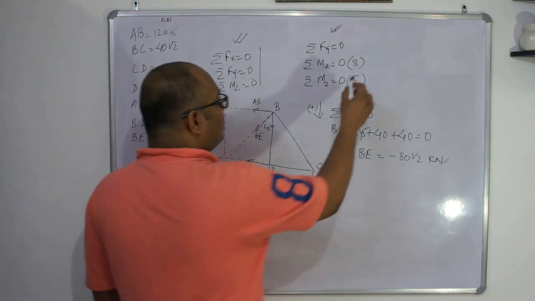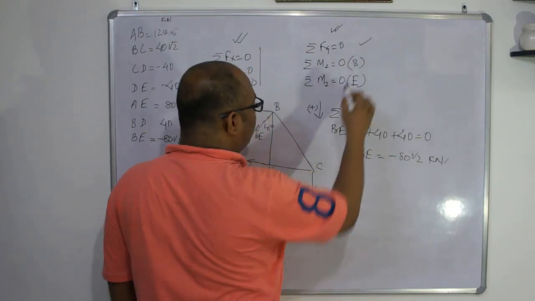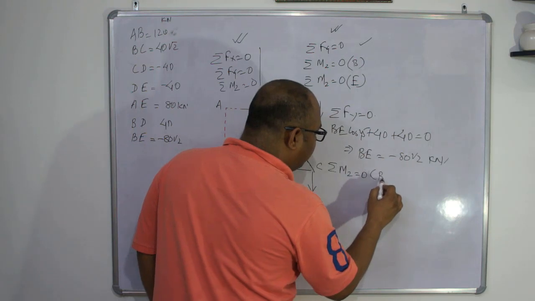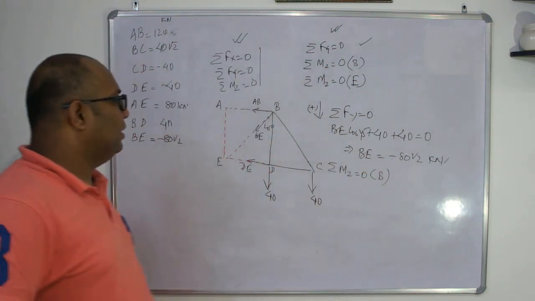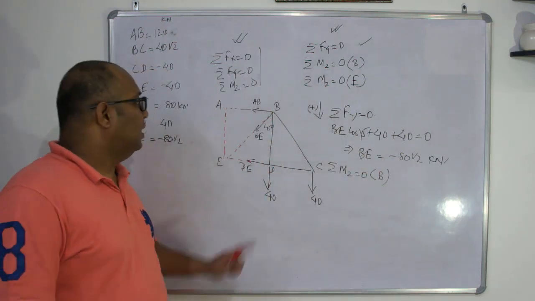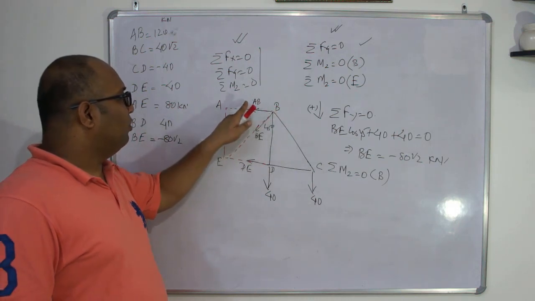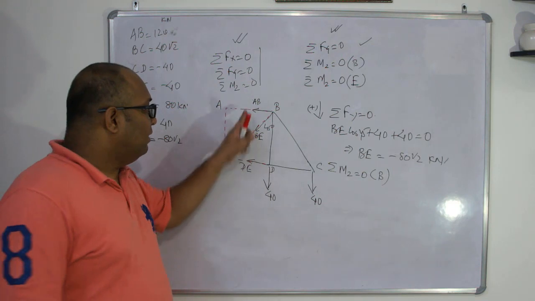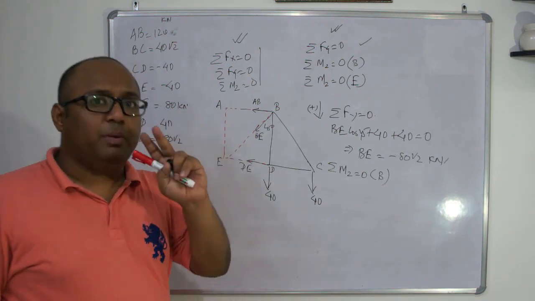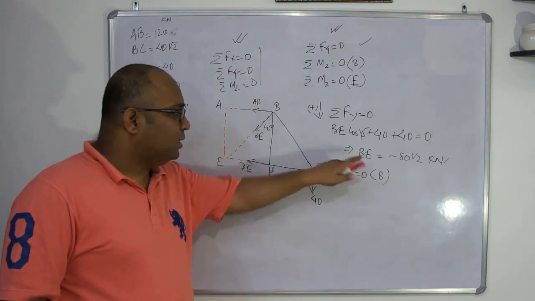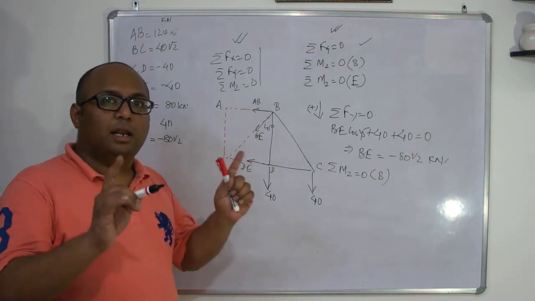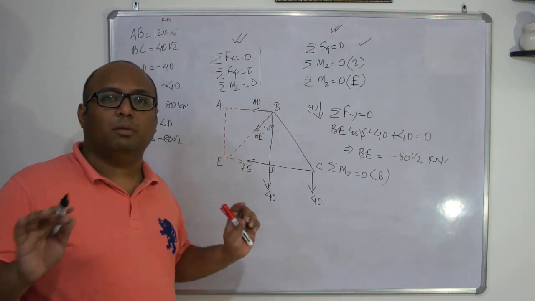The second equation which I am going to use is summation Mz equals to 0. And this time I am taking moment about B. What is the advantage? If I take moment about B, force AB and BE will not come in my equation. And if they do not come in my equation, there are two basic advantages. First, I don't need this value or the value of AB. Single equation, single unknown, directly solvable.